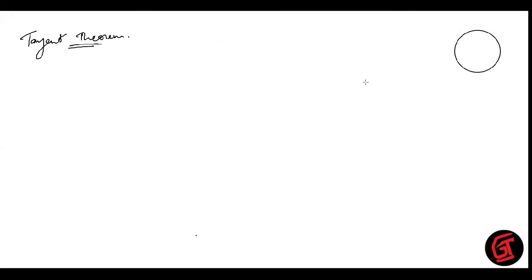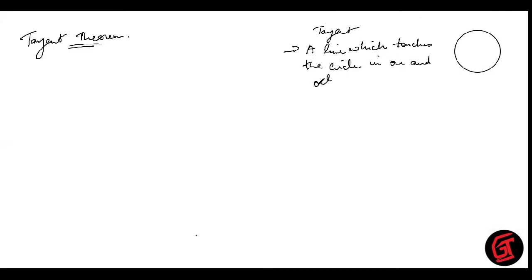A line which touches the circle, I'll also write it, but you can take it down easily. What is a tangent? A line which touches the circle in one and only one point is called the tangent to the circle.